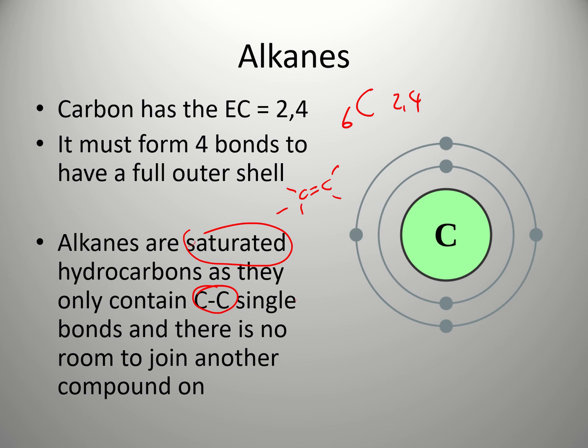And that means that every carbon in them has to be bonded to 1, 2, 3, 4 other atoms. Whereas in an alkene up here, for example, because it has a double bond here, that would only have to be attached to 1, 2, and then there, 3 other atoms.